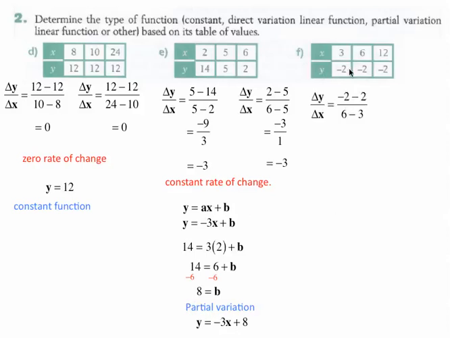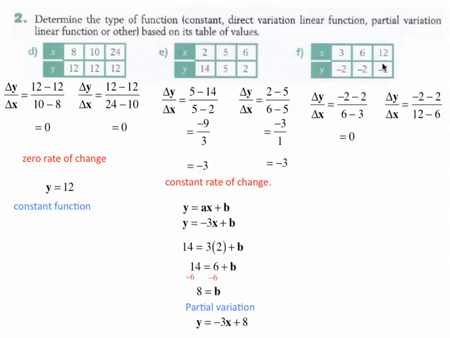So minus 2, minus 2. Oh, look at this. The y's are staying the same. So we are definitely going to get a 0 variation. So we're going to get a constant function. So I get negative 2 take away negative 2 is 0 over whatever, which is still 0.